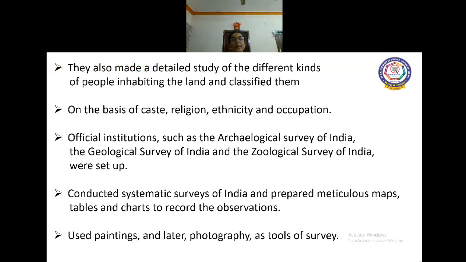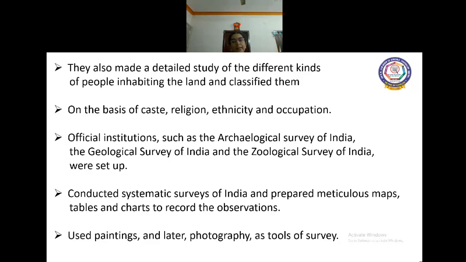They also made a detailed study of different kinds of people inhabiting the land and classified them. That is, they wanted to know about people living in various places of India: their religion, caste, their wealth condition, and the crops grown in their society. Everything they wanted to know. So they conducted various surveys on them on the basis of caste, religion, ethnicity, and occupation.